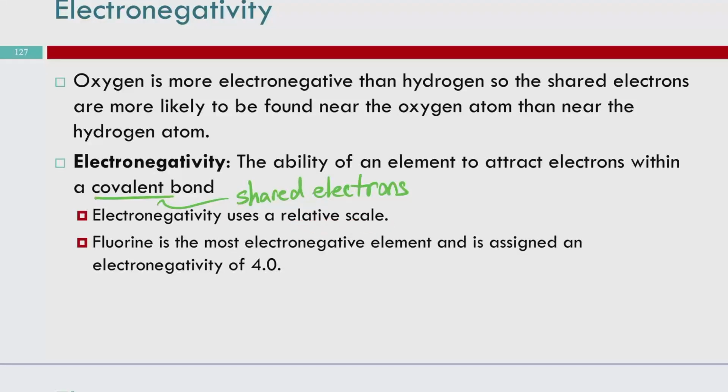Electronegativity uses a relative scale. This isn't to say that we've got cousins and aunts and uncles. It just means that we arbitrarily set the maximum value, and then everything else is compared to that.